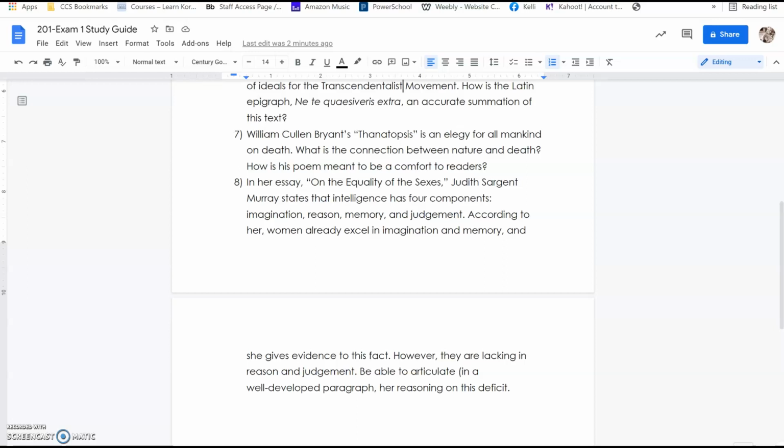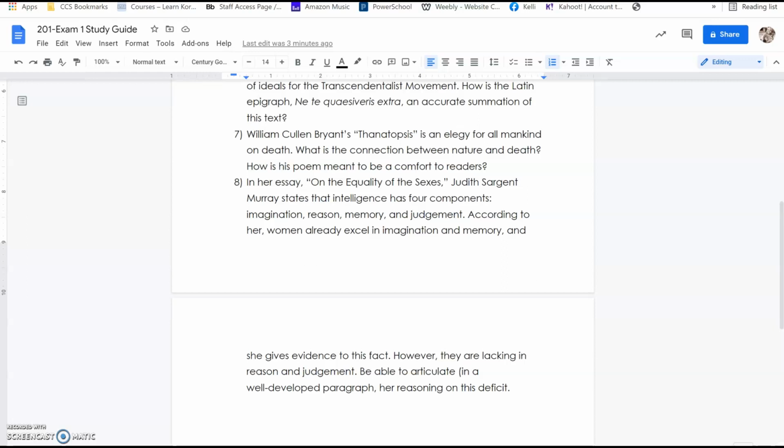So you want to make sure that you go back and read it again, read the text notes, look at the screencast and my text notes, and formulate your own opinion. So the question that I'm positing is this. She stated that intelligence has 4 components: imagination, reason, memory, and judgment. And according to her, women already excel in imagination and memory. Those are 2 areas where women are already equal to, if not better than, men in intelligence.